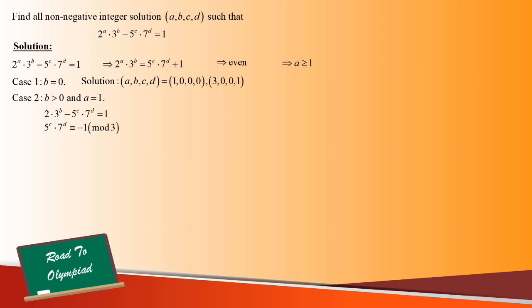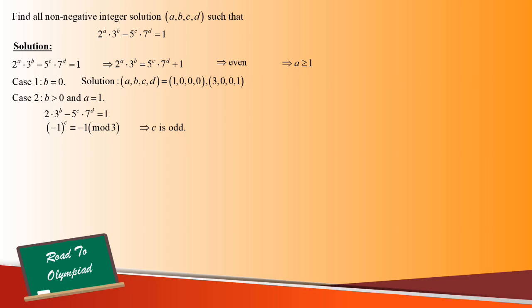Notice that 5 is equal to negative 1 mod 3 and 7 is simply 1 mod 3. We can simplify the equation into negative 1 to the power of c is equal to negative 1 mod 3, which clearly gives us that c is an odd number.